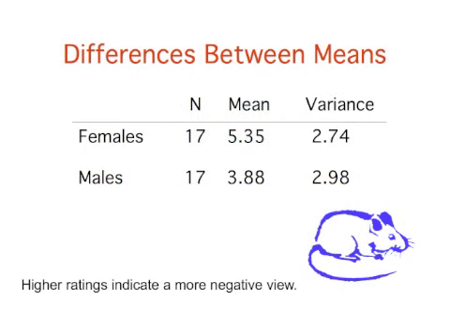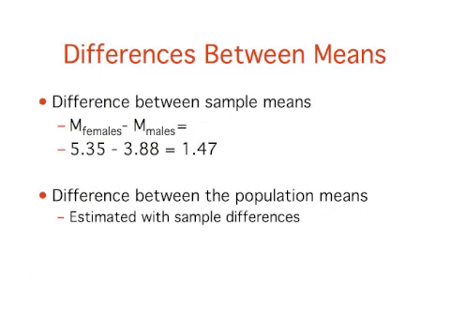We'll take as an example the data from the animal research case study. In this experiment, students rated whether they thought animal research is wrong on a 7-point scale. The sample sizes, means, and variances are shown separately for males and females. As you can see, the females rated animal research as more wrong than did the males. This sample difference between the female mean of 5.35 and the male mean of 3.88 is 1.47.